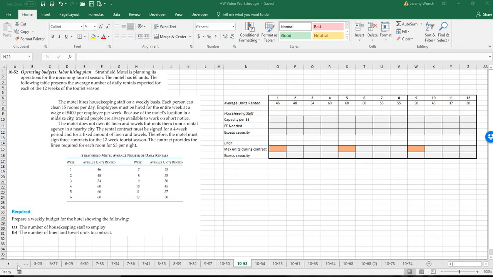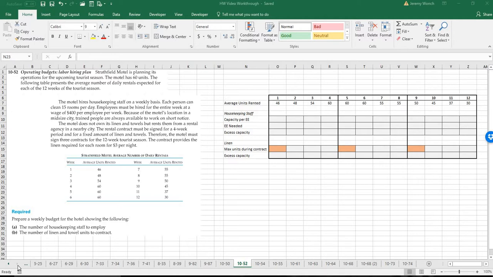So, chapter 10 is about budgeting and planning. And this problem that we're going to work on here, problem 1052, is kind of a fun little problem where we have a hotel that needs to plan how much housekeeping staff we are going to have, and how many linens we need to order. The Strathfield Motel is planning its operations for the upcoming tourist season, and the motel has 60 units.